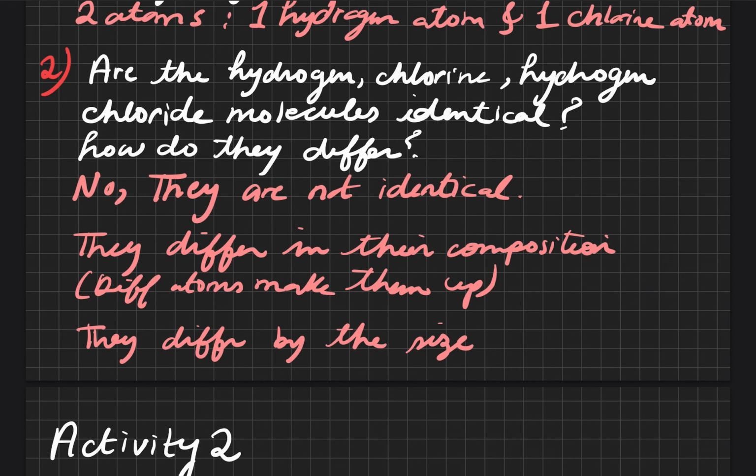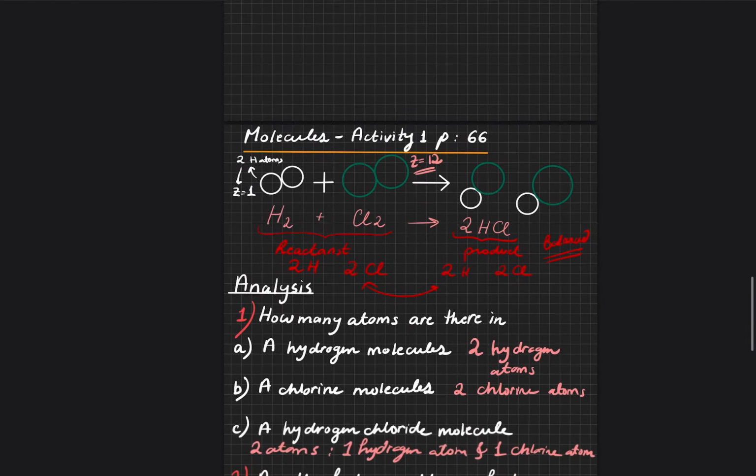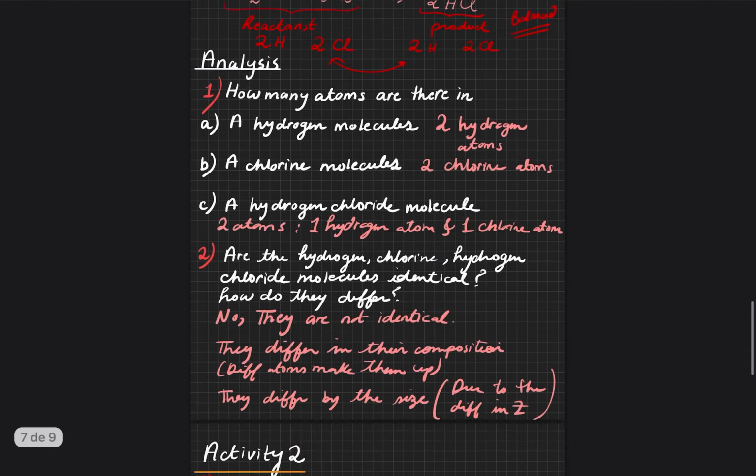Because hydrogen has a Z equal to 1, thus it contains 1 electron and 1 proton, whereas chlorine has a Z equal to 17. So it has 17 protons and 17 electrons. So the size of the chlorine atom would be greater than the size of the hydrogen atom, right? So the size of the molecules would also be different, okay? Due to the difference in Z. Okay, we already stated above that Z for chlorine is equal to 17.